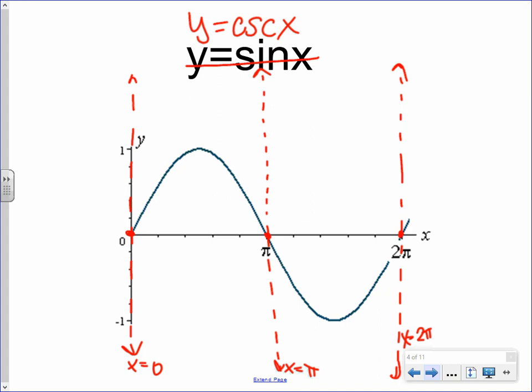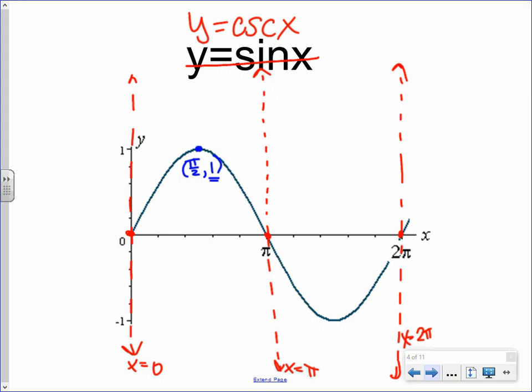Okay, so what's happening in between the asymptotes? Remember, cosecant is the reciprocal. All right. So here, on the sine curve, we have the coordinate pi over 2, 1. The y-coordinate, that's the one we're taking the reciprocal of. What's the reciprocal of 1? 1, okay? So that point actually stays as is.